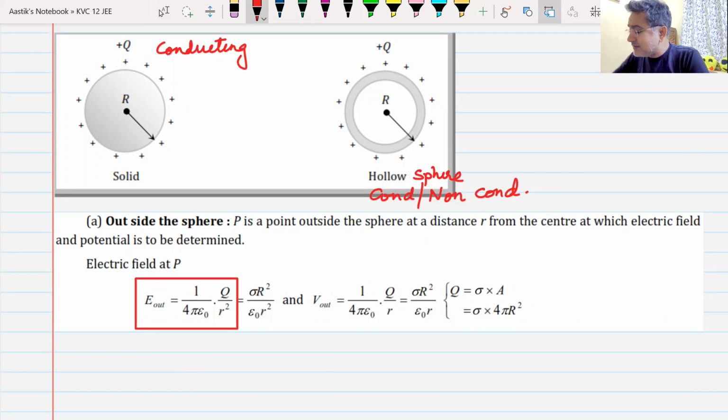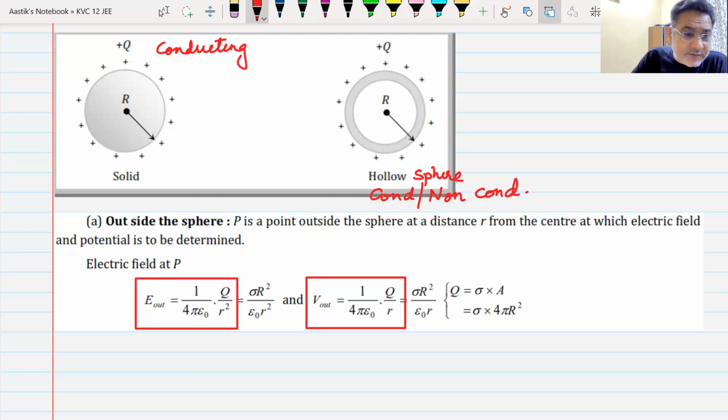Right now what we are concerned with is the potential at any point outside, and again it is exactly the same as the potential created by a point charge. So this formula outside the sphere does not change. If you remember the formula of a point charge, you should be able to remember this. No point in any further discussion, you will have to remember this formula no matter what.